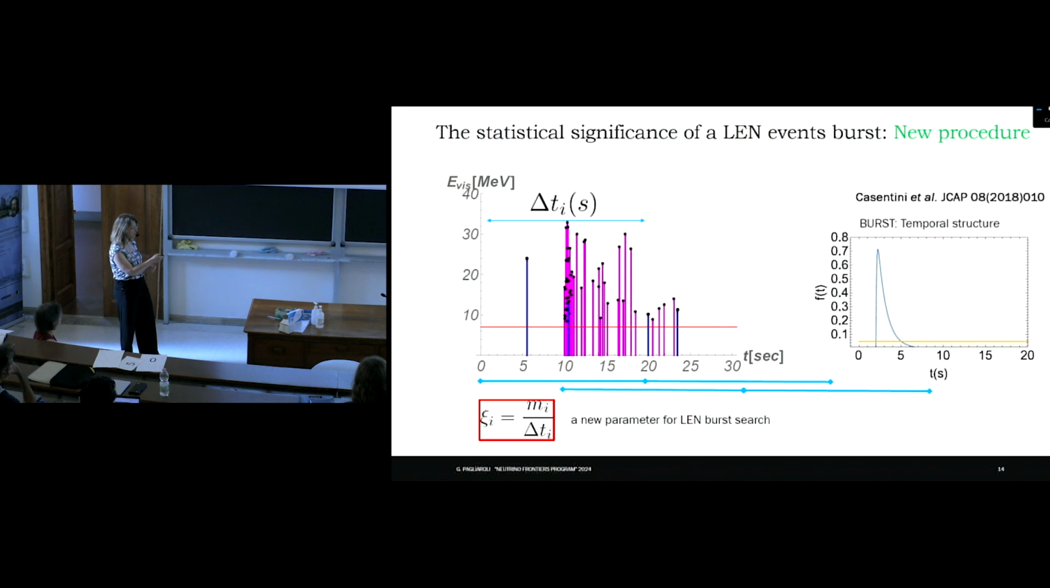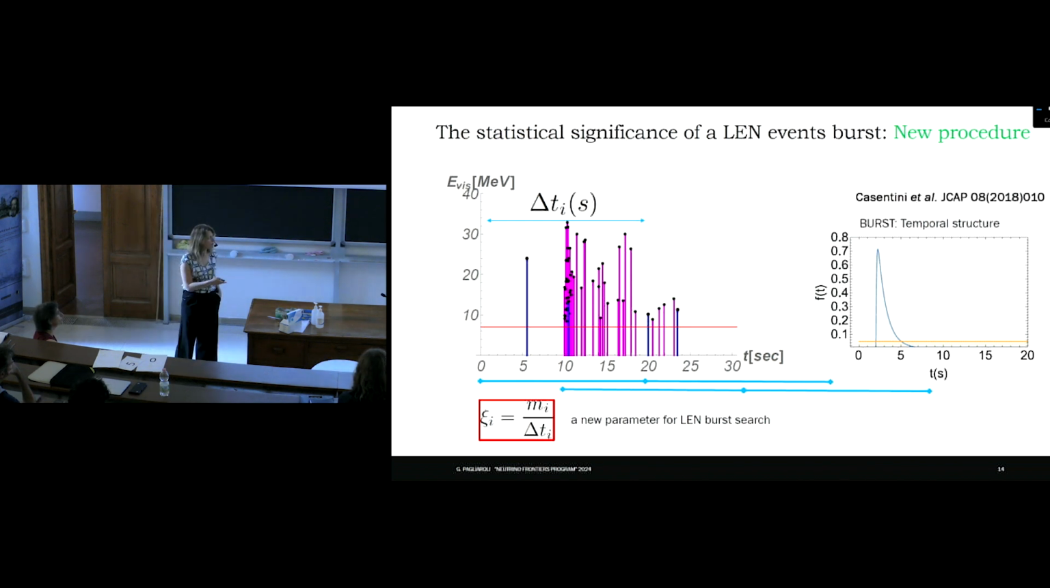So the Xi parameter, as it is called here, is the ratio between the multiplicity of events and the duration of the signal, so the time of the last event minus the time of the first. This is like a rate, if you want, and this takes into account that you expect something like this, not something like a fluctuation of a flat background.